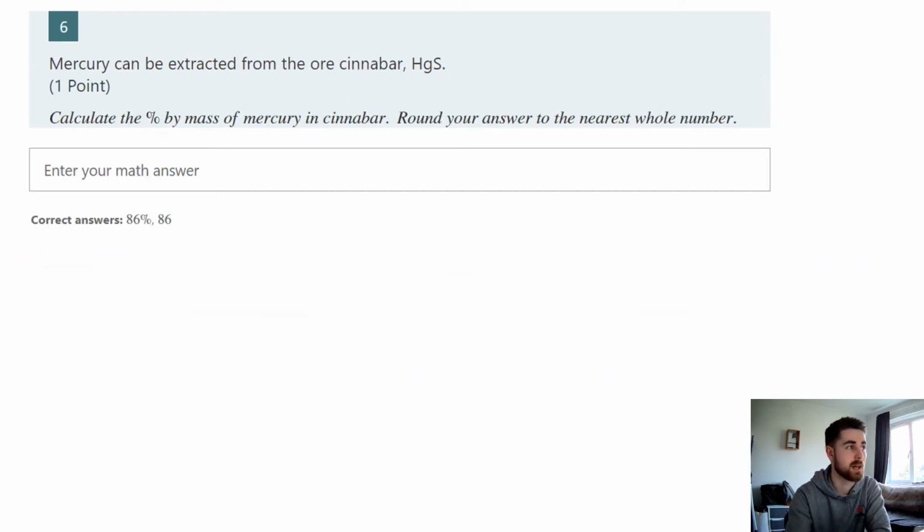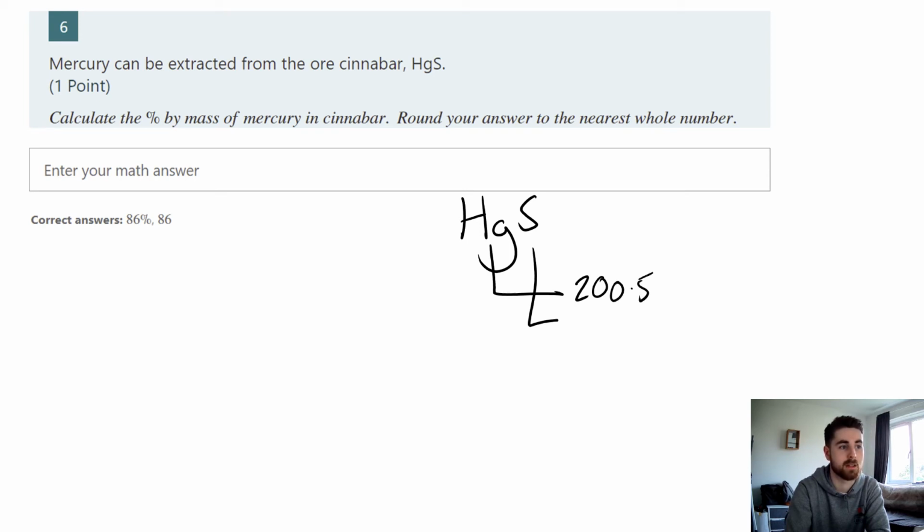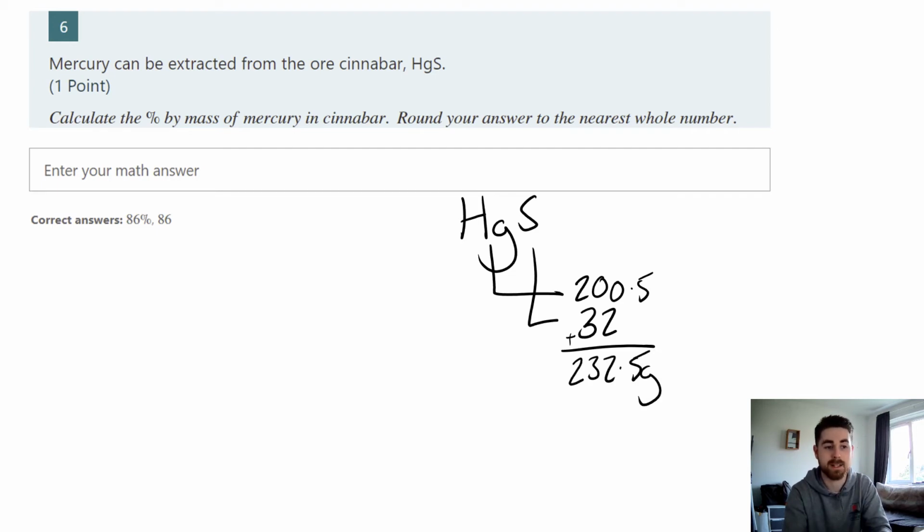In question 6, we're asked to work out the percentage by mass of mercury in cinnabar. So cinnabar is a compound containing mercury and sulfur. It's mercury sulfide. So the first thing we want to do is work out the gram formula mass of mercury sulfide. Mercury has a relative atomic mass of 200.5 and sulfur is 32. So we add them together, we get 232.5 grams. So that is our overall mass of that compound.